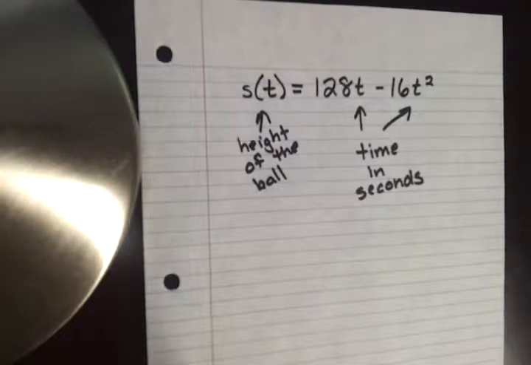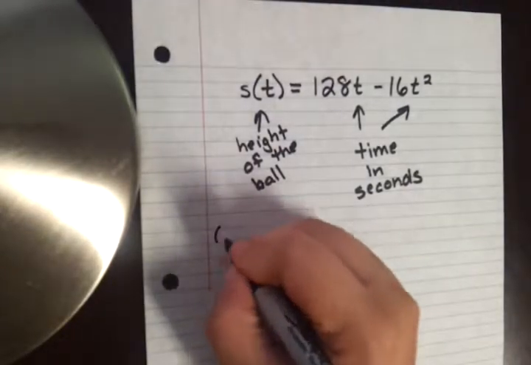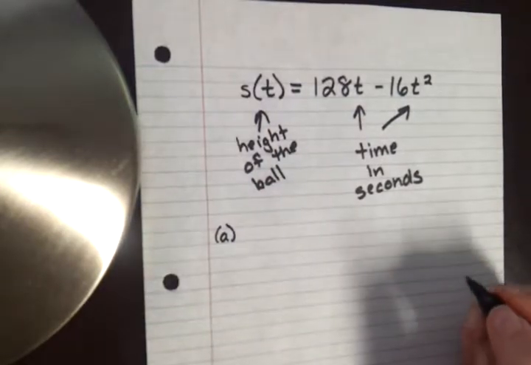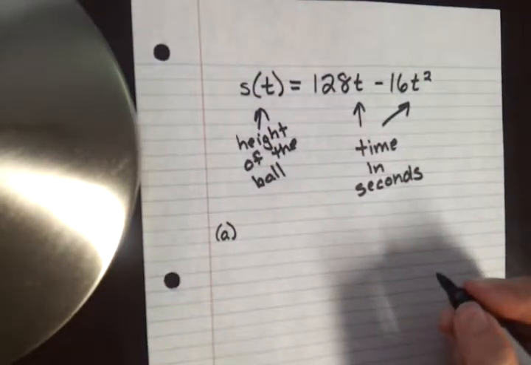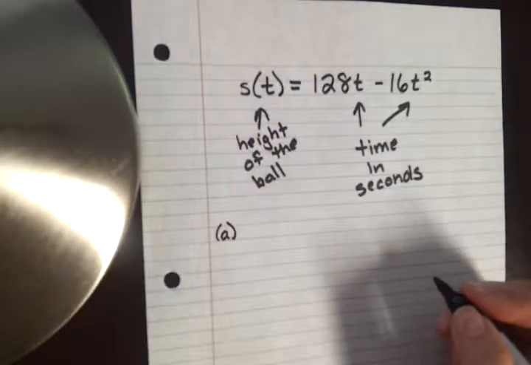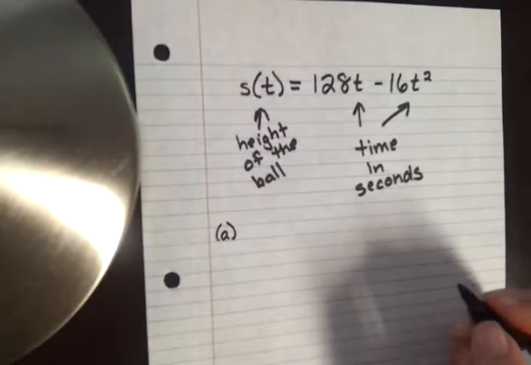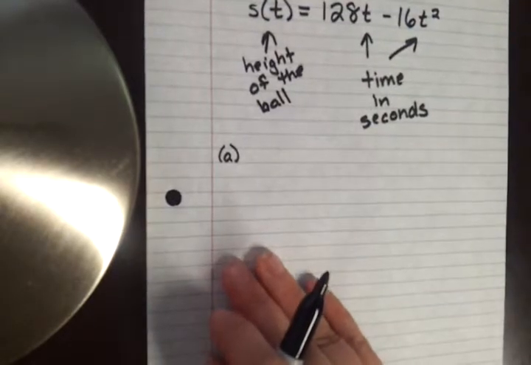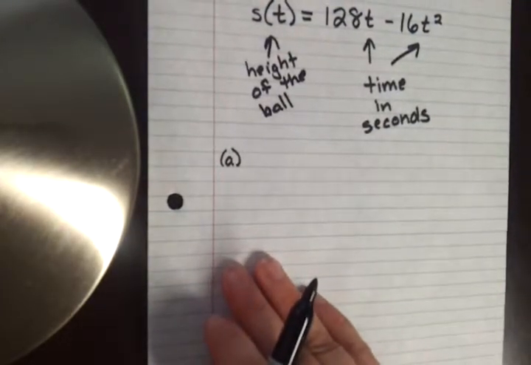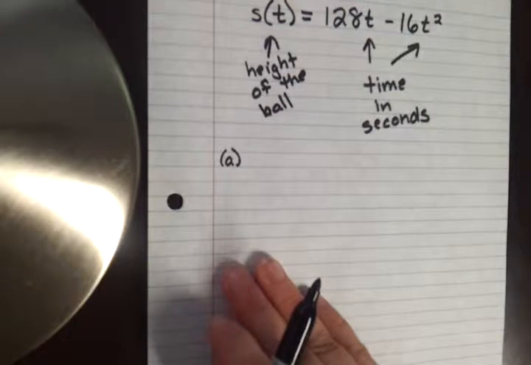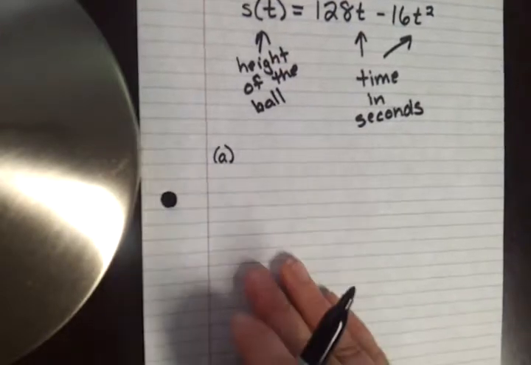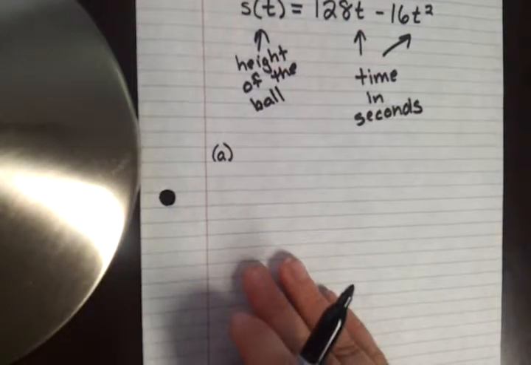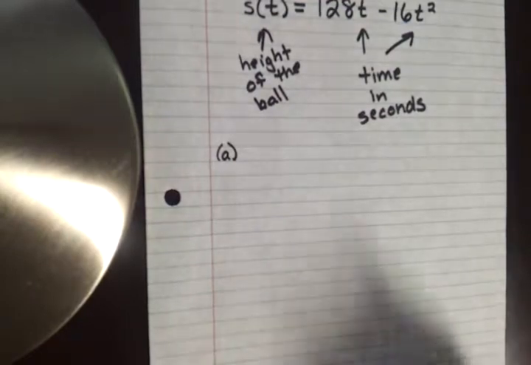So let's take a look at what the question's asking us. For part A, it's asking us for the average velocity of the ball over the following time intervals. This is exactly what we did in question number 4. So if you look at this and it's not making sense, go back and look at the video for question 4 and try to work that exercise, because I think it'll help you out with doing this.